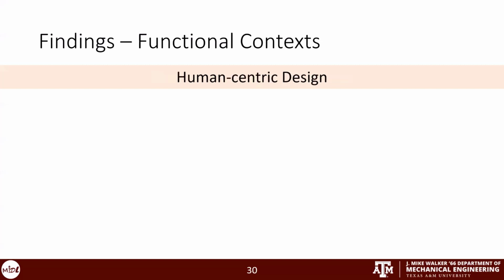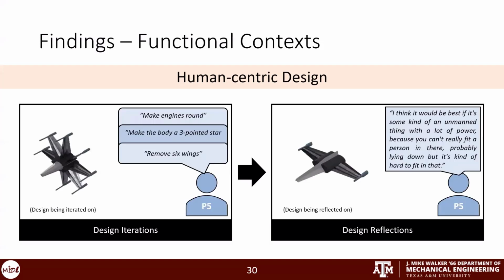added bonus. Moving on to our final functional context, which is human-centric design, what we realized was that most participants ignored the human-centric aspect of their design. However, when they were asked about it, they had some interesting insights. For example, here participant 5 made specific design modifications and then answered the human-centric question by saying that they felt it would be best for their specific design to be an unmanned spaceship, as they felt that it would be hard to fit people inside.